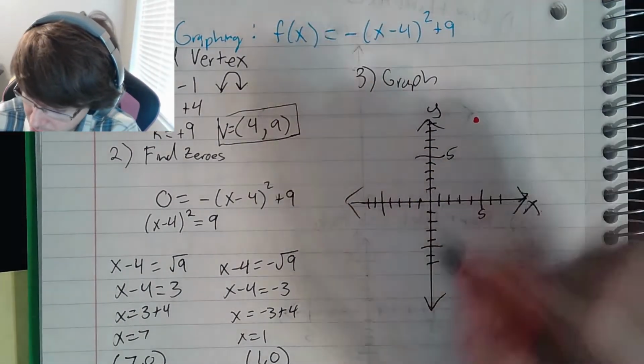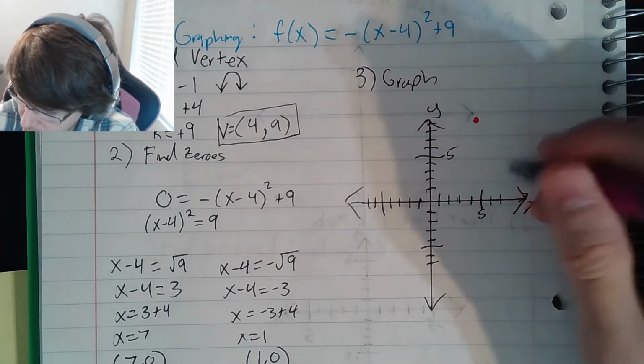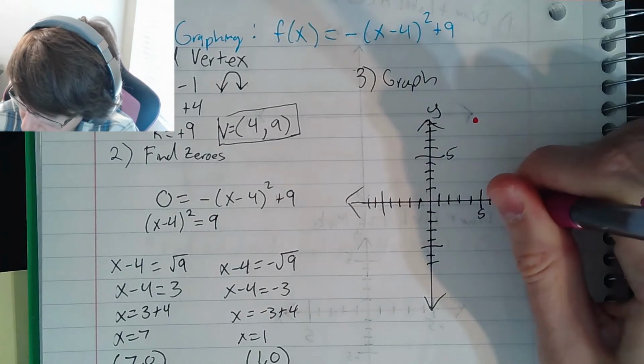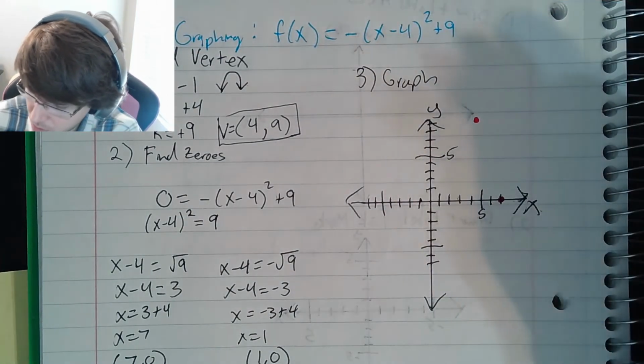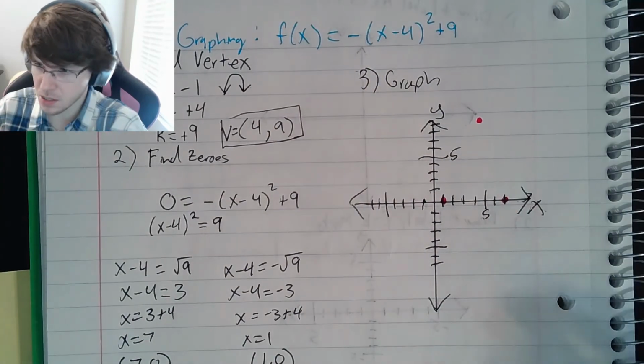And then we have (7, 0). 1, 2, 3, 4, 5, 6, 7. Of course, it's the last tick marker. We just drew that. Duh. Holy moly. And then we have (1, 0). That's right there. Do these 3 dots make sense?